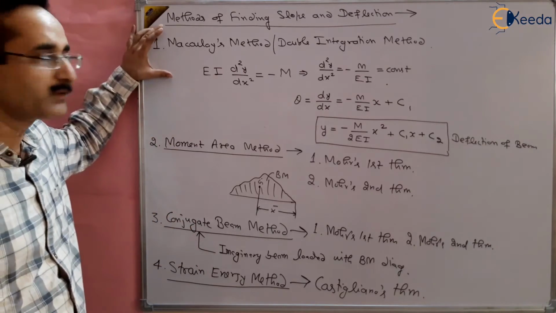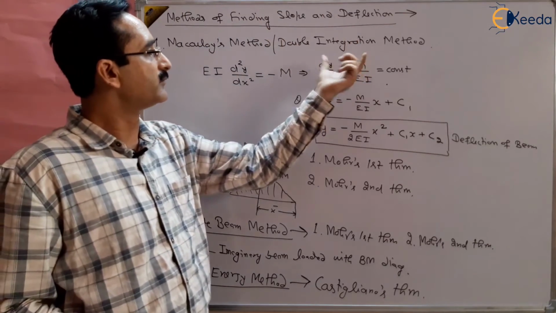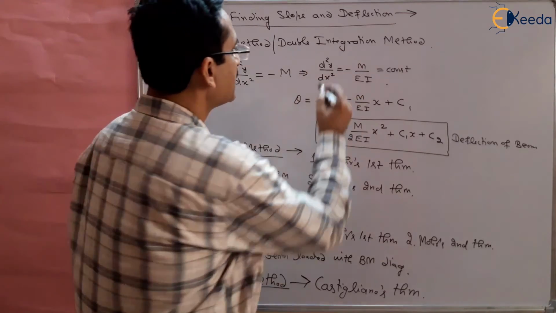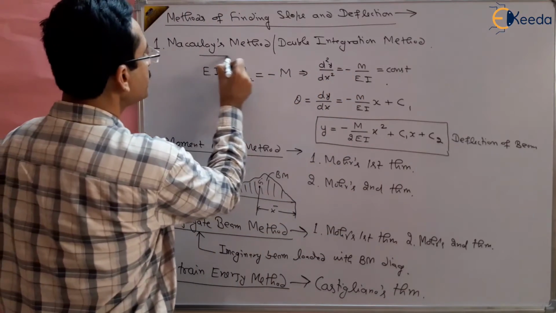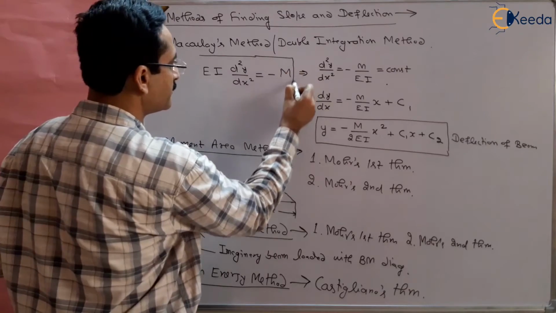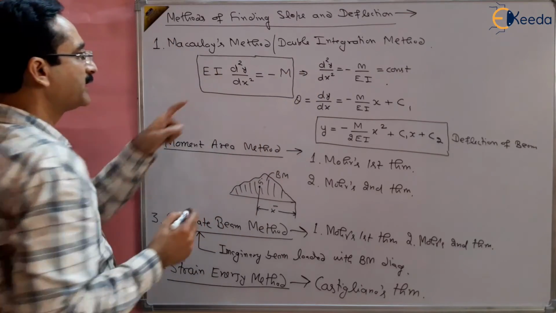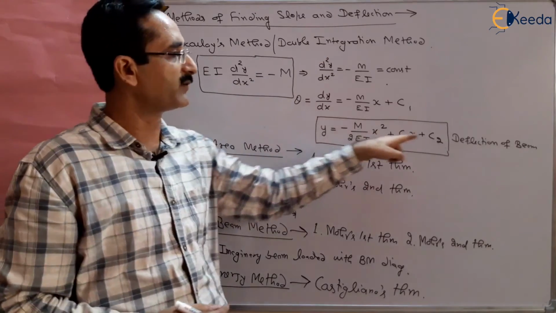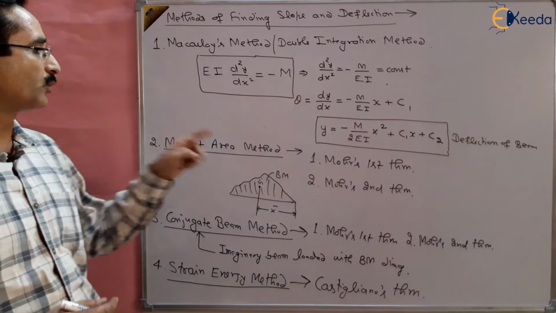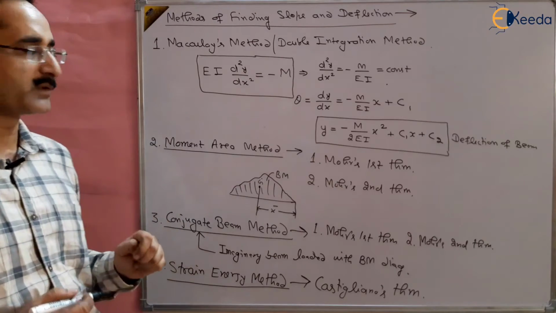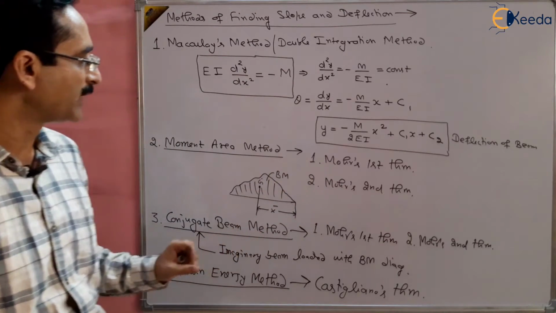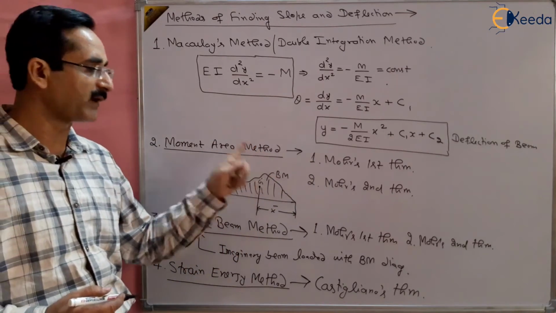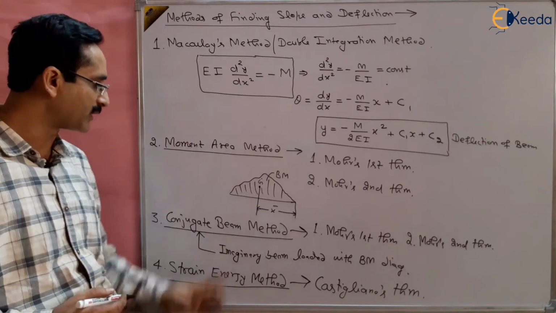One is Macaulay's method or double integration method. This is the deflection equation, and integrating this deflection equation two times, that is why double integration, we will get the deflection of the beam, right? Another is the moment area method. We will study two theorems in this, Mohr's first theorem and second theorem, and we will find out the deflection and slope using this moment area method.